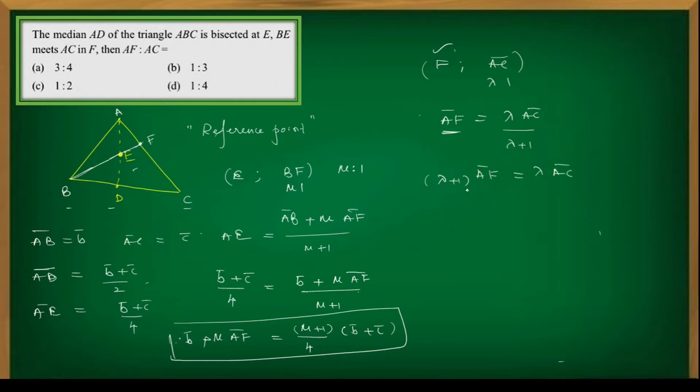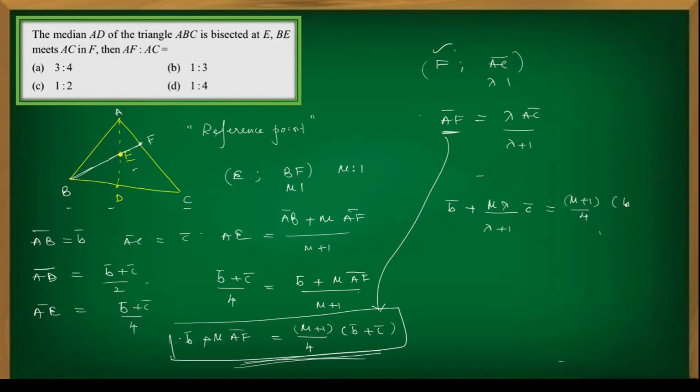Now you can copy those values we got here and compare, you will get it. Lambda plus 1 is AF bar. From this, what is AF bar now? Or otherwise, can you copy AF bar directly into the box? You plug this in here. So what you get: B bar plus mu into AF bar is mu lambda by lambda plus 1 into AC. Almost the problem is finished here. What is AC now? C bar, which is equal to what you have here, (mu plus 1) by 4 into (B bar plus C bar).